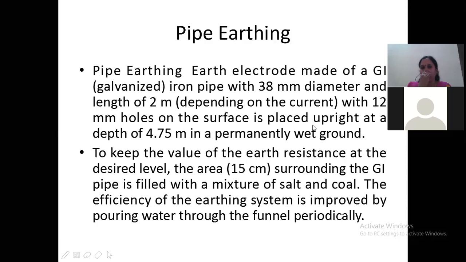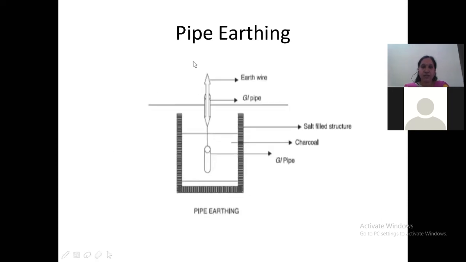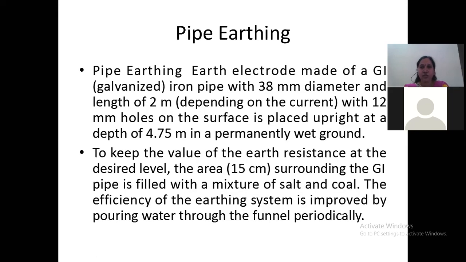Next, coming to the pipe earthing. In pipe earthing, the earth electrode is made of galvanized iron pipe. GI is nothing but galvanized iron material. It is of 38 mm diameter and length of 2 meters with 12 mm holes on the surface, and is placed upright. You can see the figure here. So this is the GI pipe, of length 2 meters and 38 mm diameter.